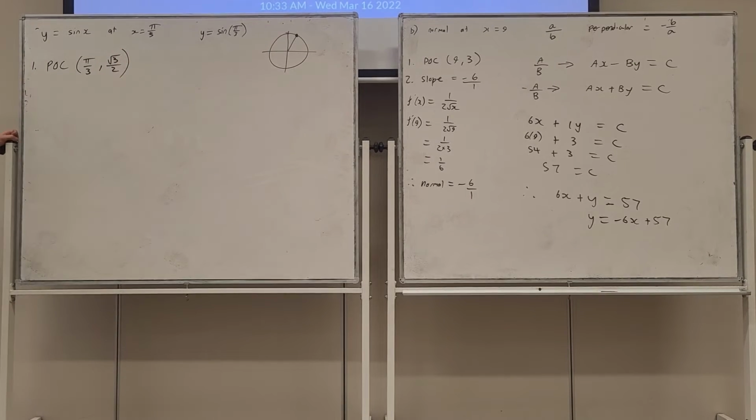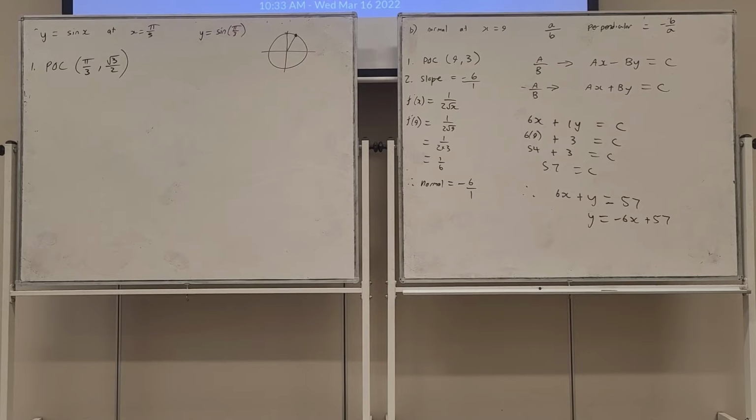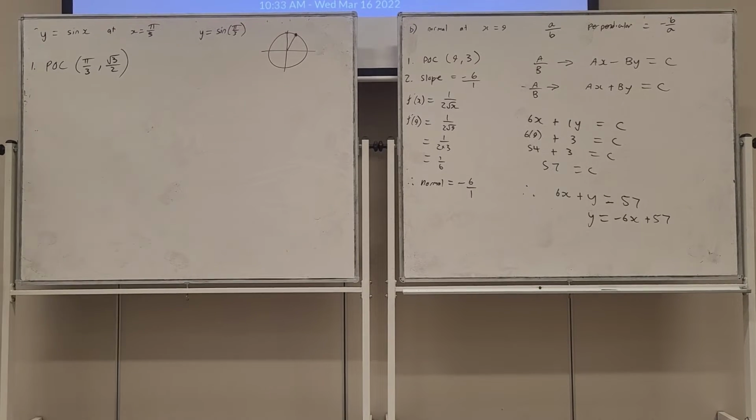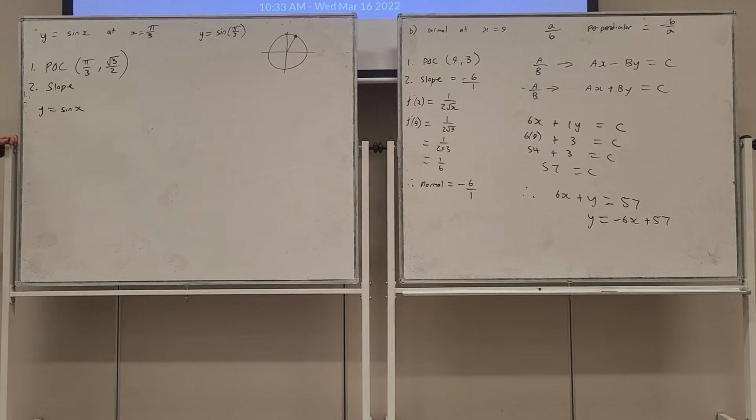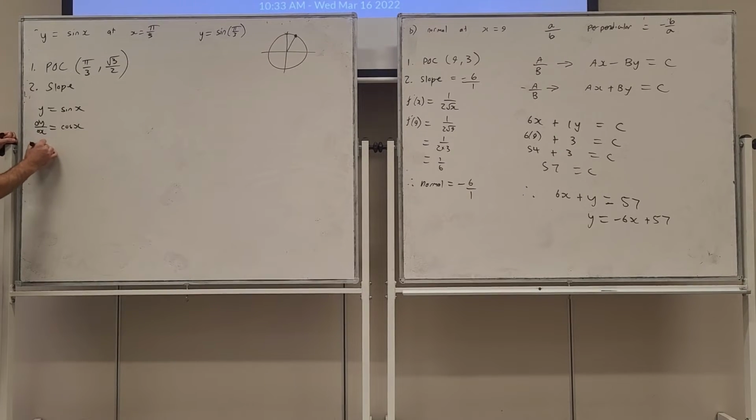Alright, it's really, really easy to remember the unit circle because it just repeats itself. So once you notice the patterns, you just see it. You only need to remember one quadrant, and then it just repeats itself all around. Okay, so we've got the point of contact, now we need the slope. Okay, so if our function is sine x, then our derivative function that tells us the slope is going to be cos of x. And we want to know what is the slope when x is pi on 3.